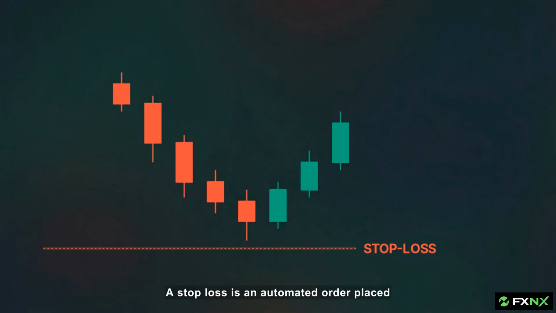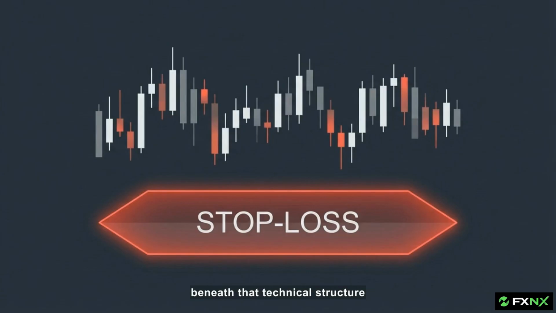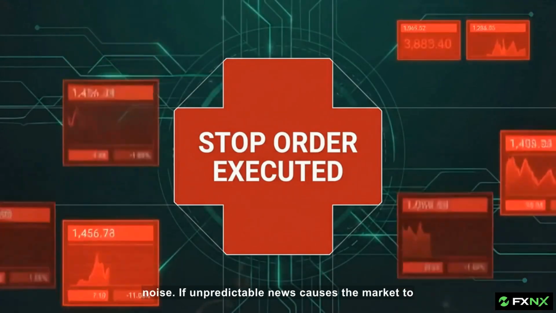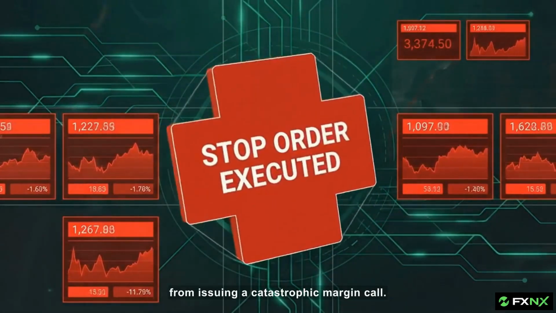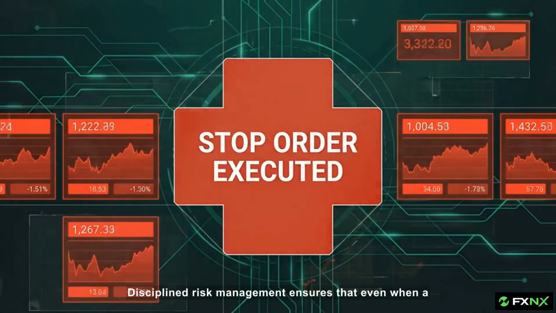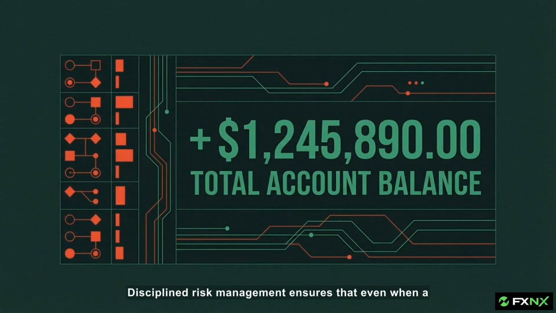A stop-loss is an automated order placed with a broker to sell an asset once it reaches a certain price, capping your potential downside. Positioning the order beneath that technical structure keeps you in the trade during normal market noise. If unpredictable news causes the market to gap open against you, this shield prevents the broker from issuing a catastrophic margin call. Disciplined risk management ensures that even when a fundamental thesis is wrong, the portfolio survives the loss.